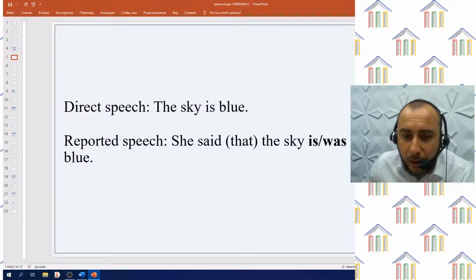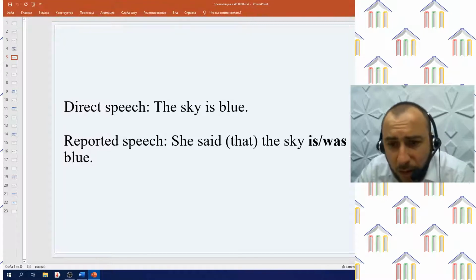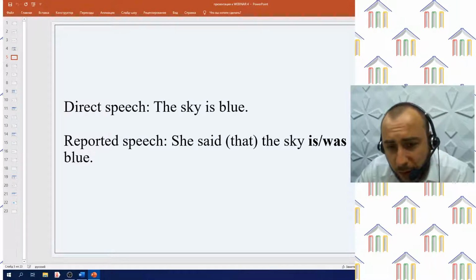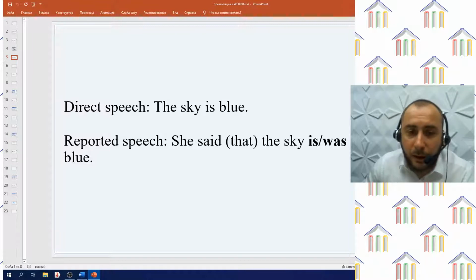Occasionally we don't need to change the present tense into the past tense if the information in direct speech is still true. But this is only for things which are general facts, and even then, usually we like to change the tense. The sky is blue. In direct speech. In reported speech, we say she said that the sky is or was blue.